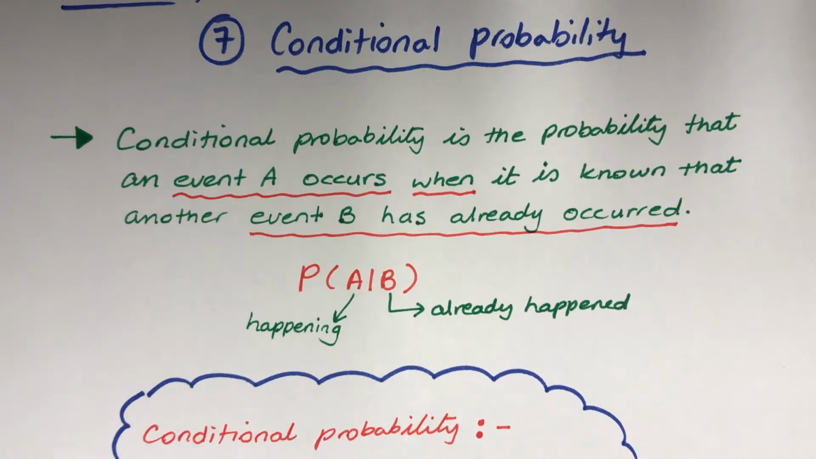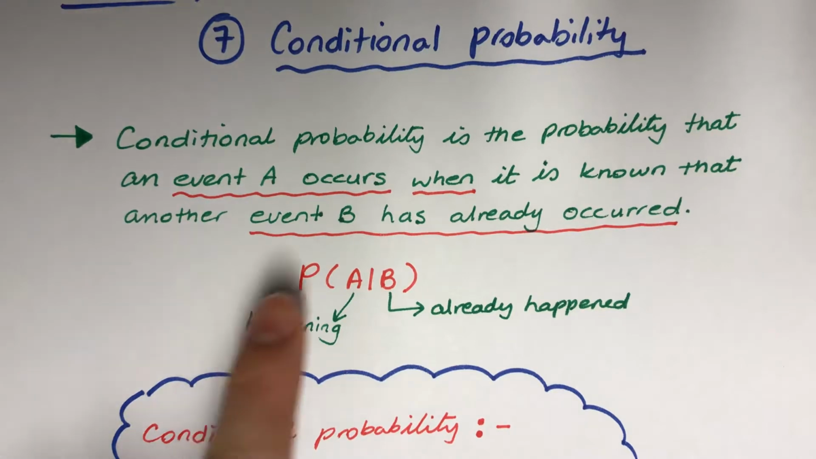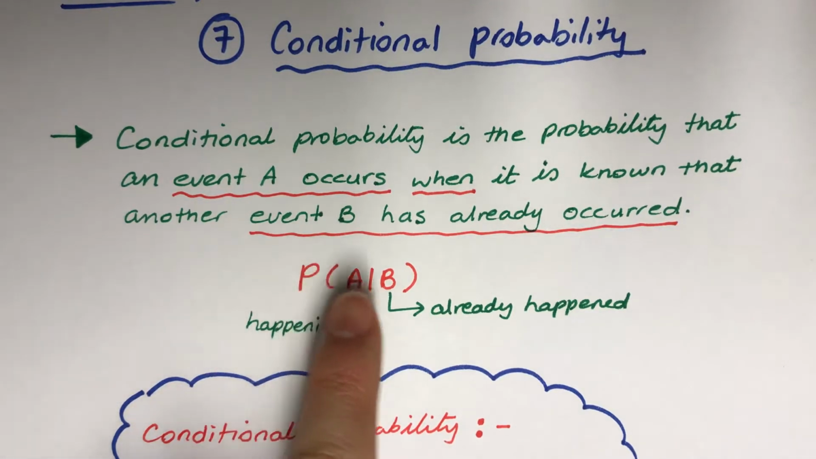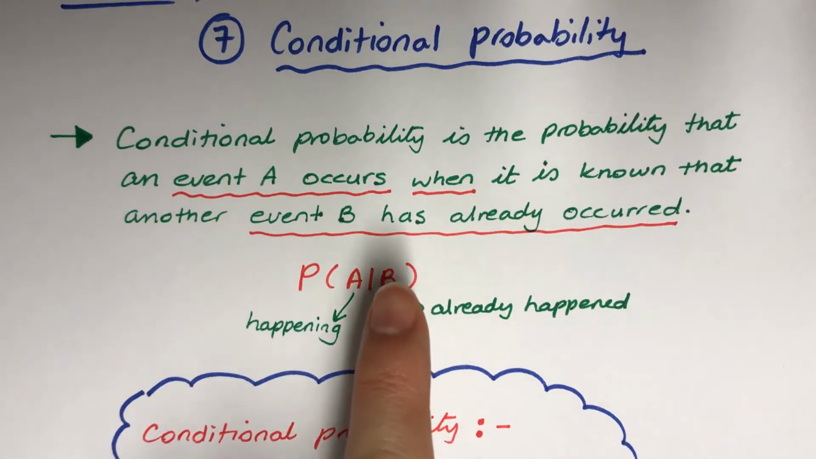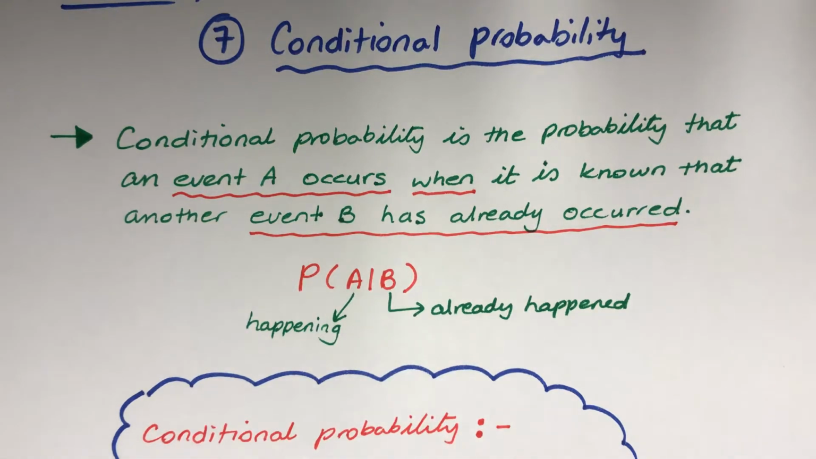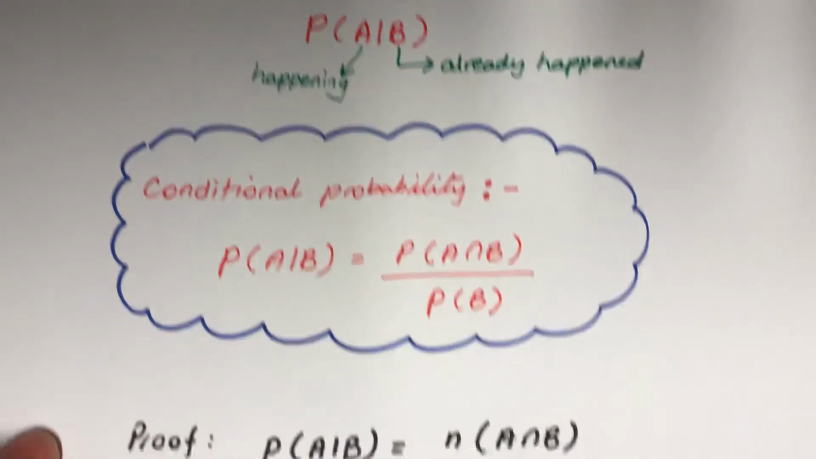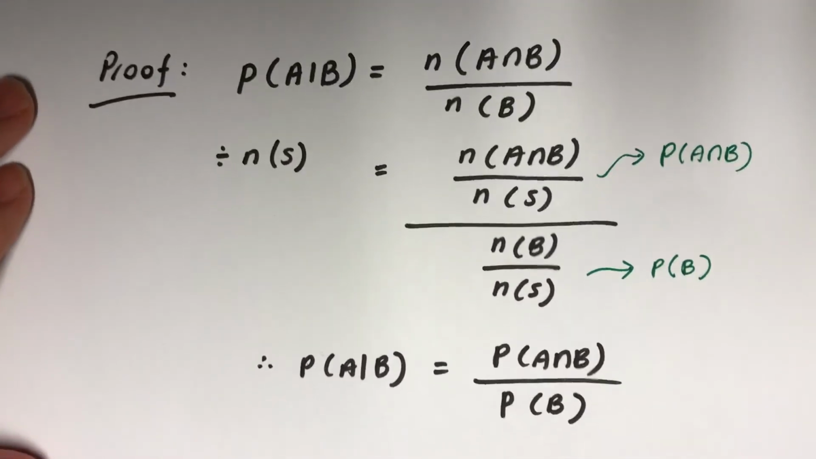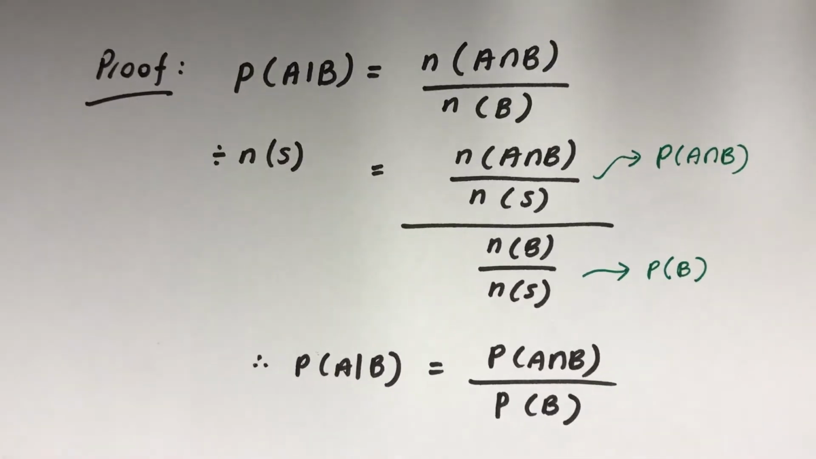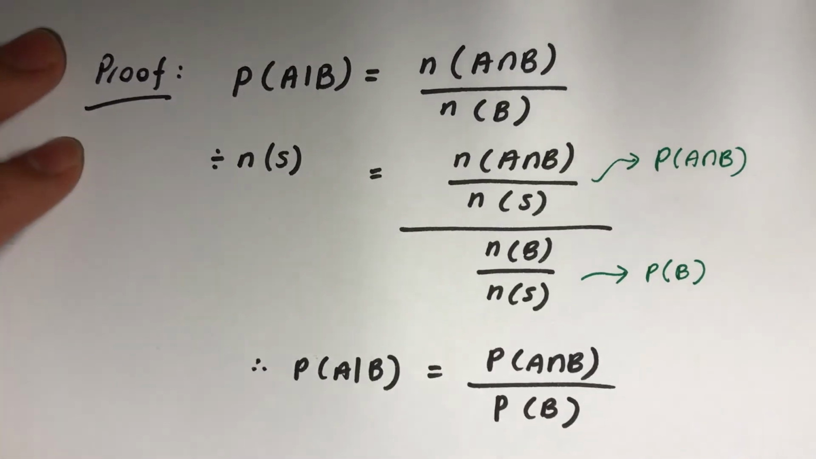So the first one is what's about to happen. B is already happened, so B is the event that already happened. Event A is about to happen. And then there's a formula for this. Now there's a bit of a proof there, and I'm just going to leave it, and you probably will understand what I mean by that.